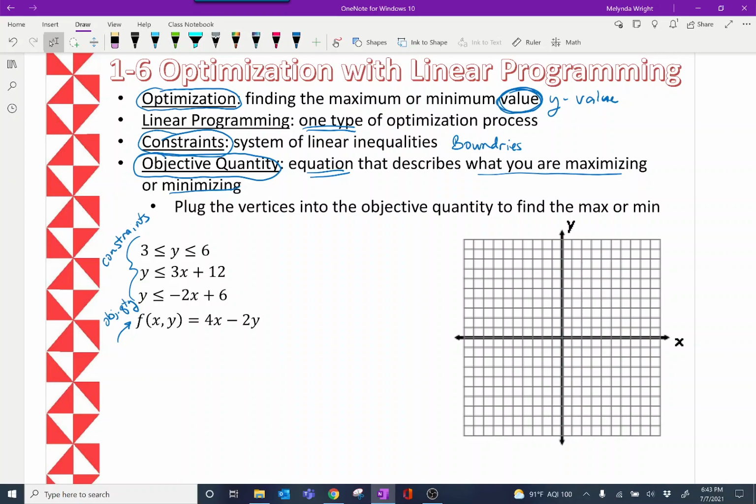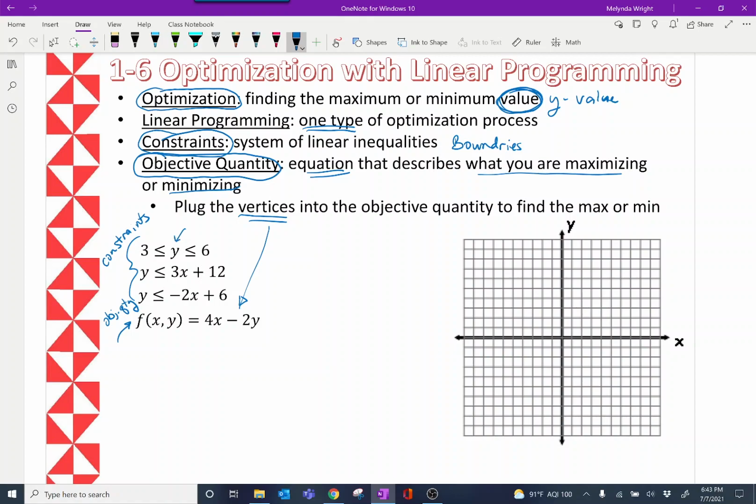We're really not going to work on unbounded areas in this. We're going to work on bounded areas. And so that's our first step. We're going to find the vertices of these bounded areas, and we're going to take the vertices and substitute them into the objective quantity equation so we can find out what the max or min would be. And that's an overall look at the process that we're going to do. So first, let's go ahead and graph.